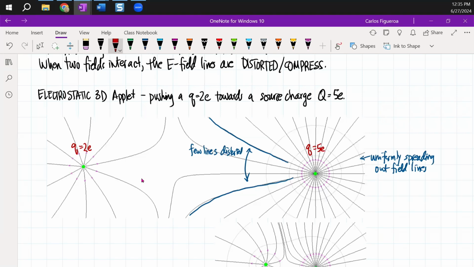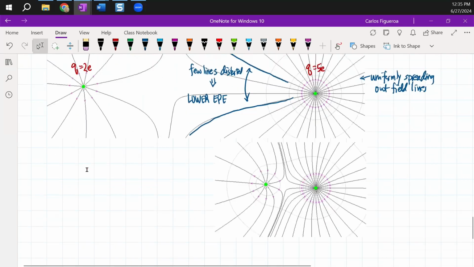Now remember, I don't care about the 2e charge. I'm only caring about the source. So because I have a few lines distorted, and they're not distorted very much, we then say that we have a lower electrical potential energy.